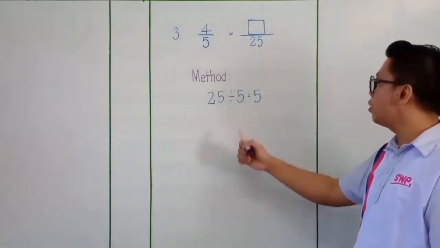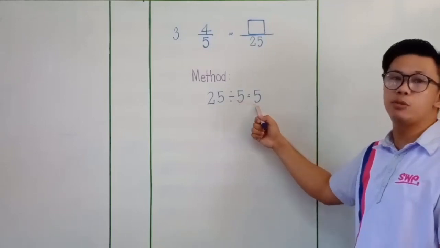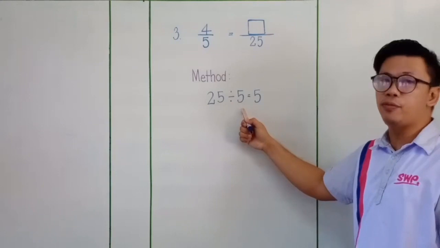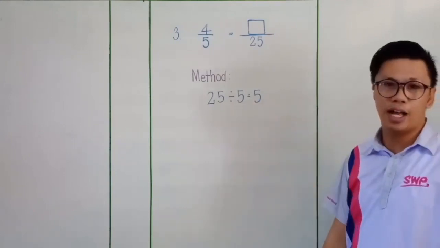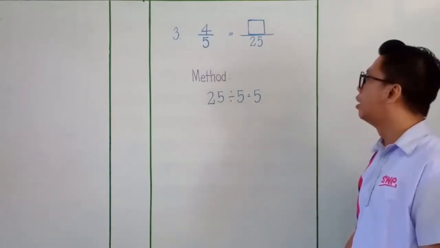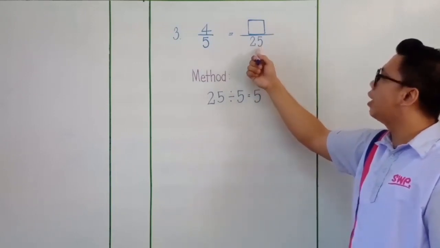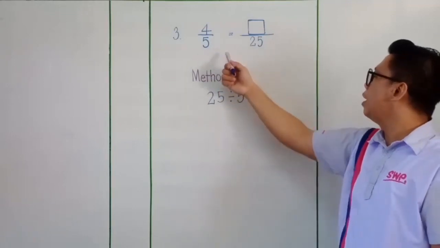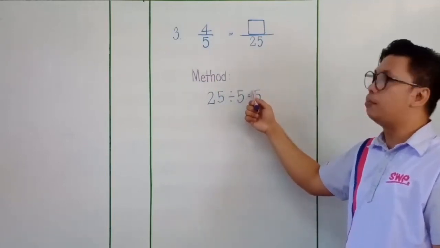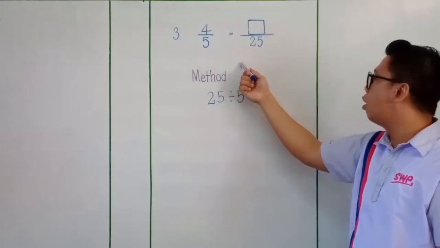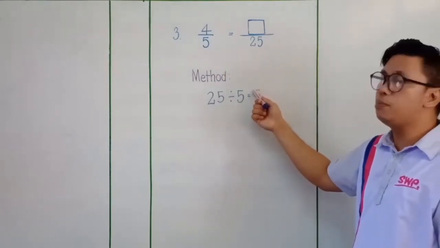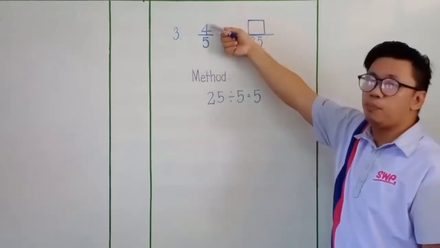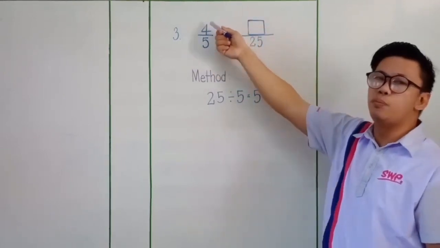Why 5? Because 5 times 5 is 25. 25 divided by 5 is 5. So that is our answer. After getting 25 divided by 5, we know that the denominator is multiplied by 5. So if we multiply the denominator by a number, we also multiply the numerator by that number.